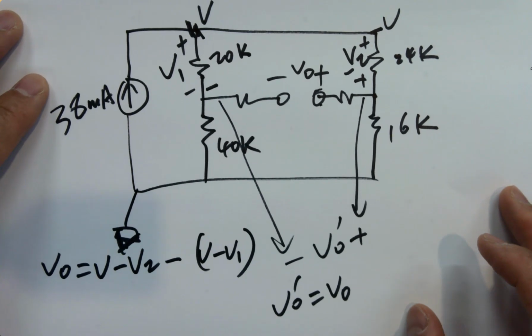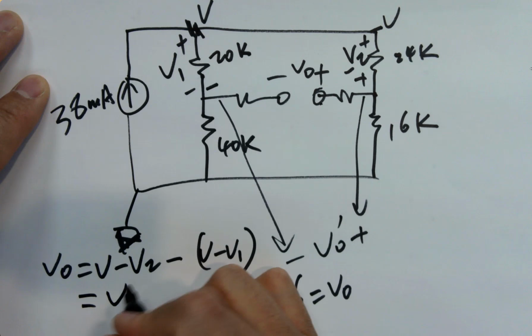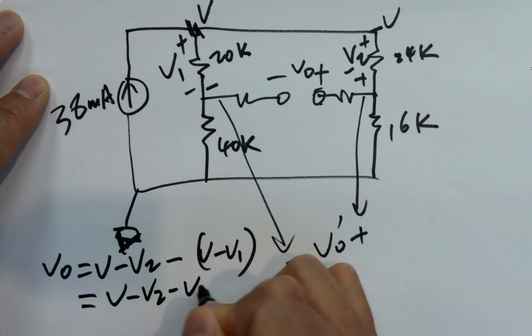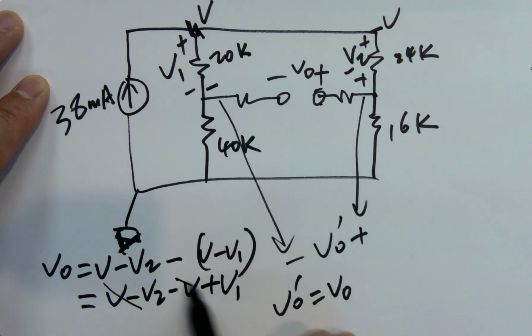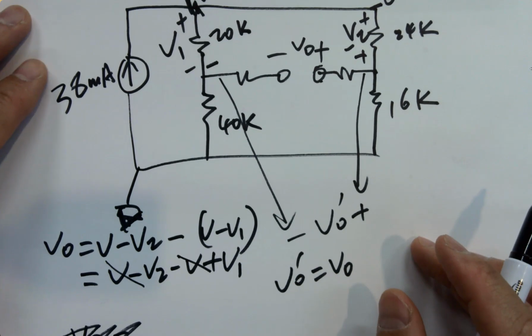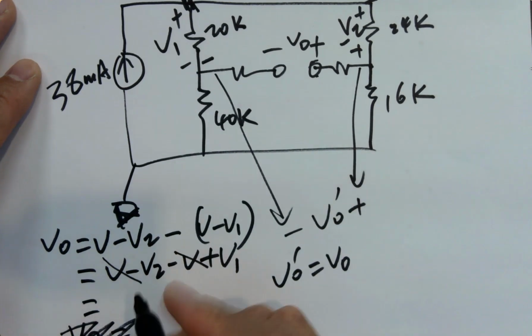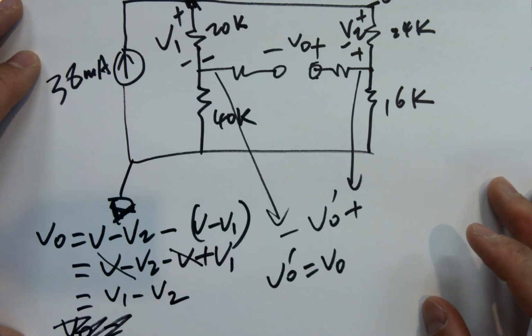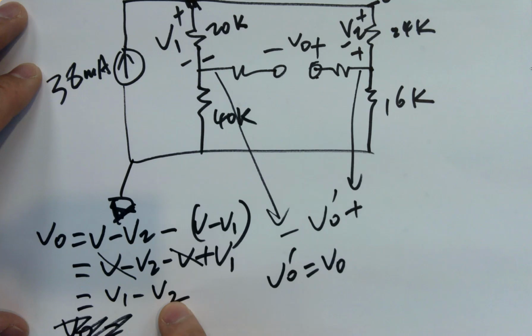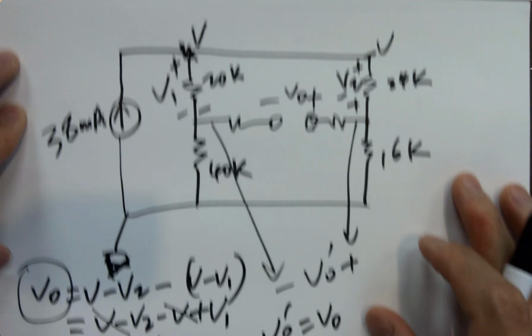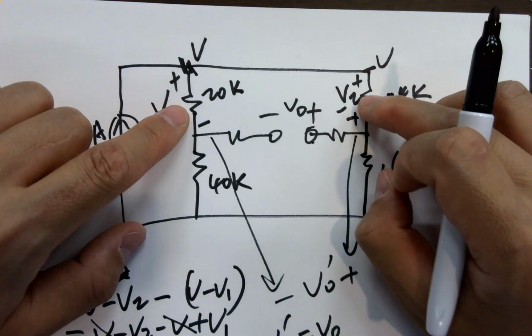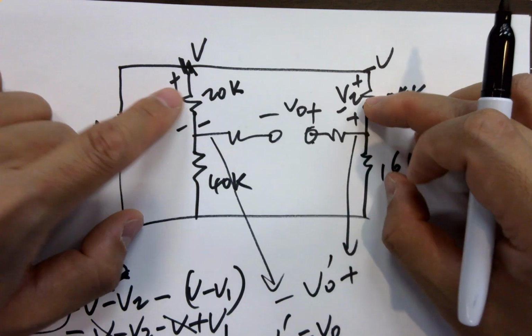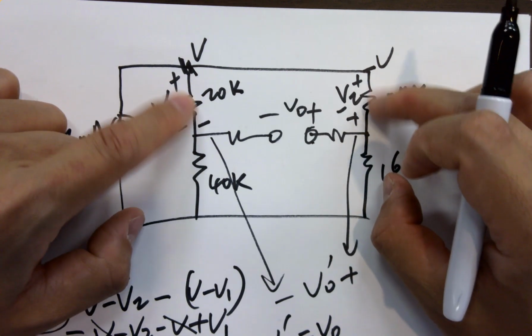So write that down first. You can find out V minus V2 minus V plus V1. You can cancel V, so you don't have to calculate V. Save you a few minutes. And this equals V1 minus V2. So now your task is to calculate V1 and V2 so you can get V out. So how do you calculate V1 and V2? V1 and V2 are voltage drops across these two resistors, respectively.